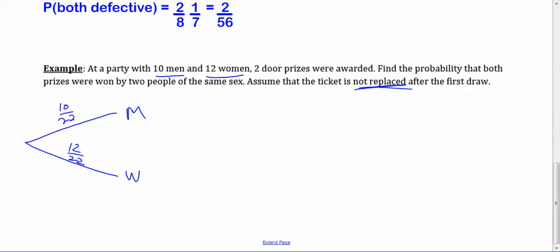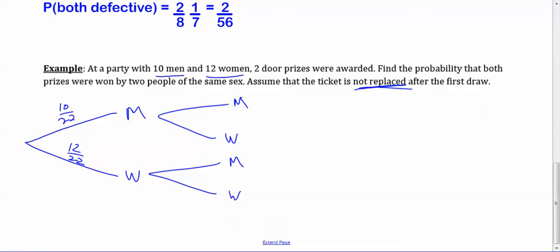On the second draw, again, it could be a man or a woman. If the first time it was a man. Now again, whether it was a man or a woman on the first one, all of the probabilities now are going to be out of 21. So all 4 of these probabilities are going to be out of 21.